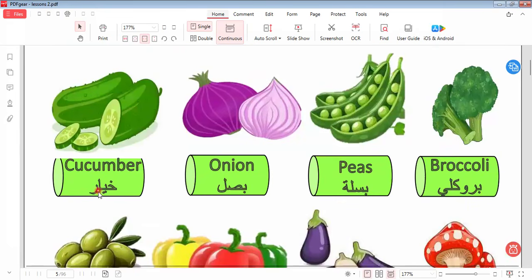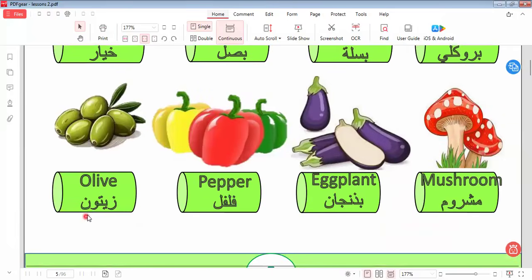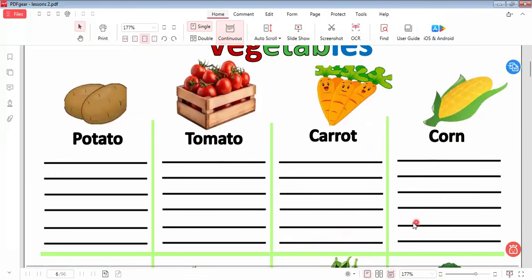Here we have cucumber, onion, beans, broccoli, olive, pepper, eggplant, mushroom. I would like to remind you to write this by yourself. Last class, I sent this in the video. You can return to the last video and ask your parents to download it to trace and write these words.